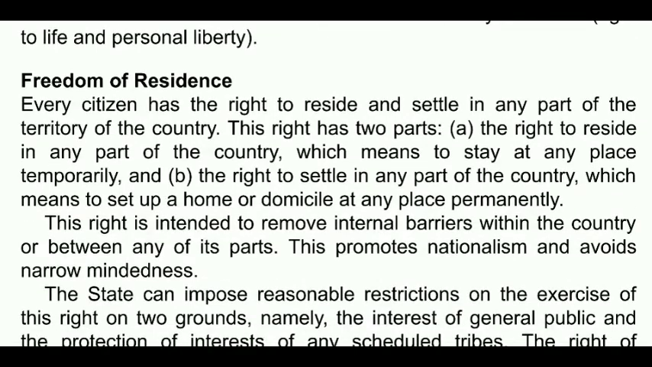Now, freedom of residence. Every citizen has the right to reside and settle in any part of the territory of the country. This right has two parts. A. The right to reside in any part of the country, which means to stay at any place temporarily. And B. The right to settle in any part of the country, which means to set up a home or domicile at any place permanently.